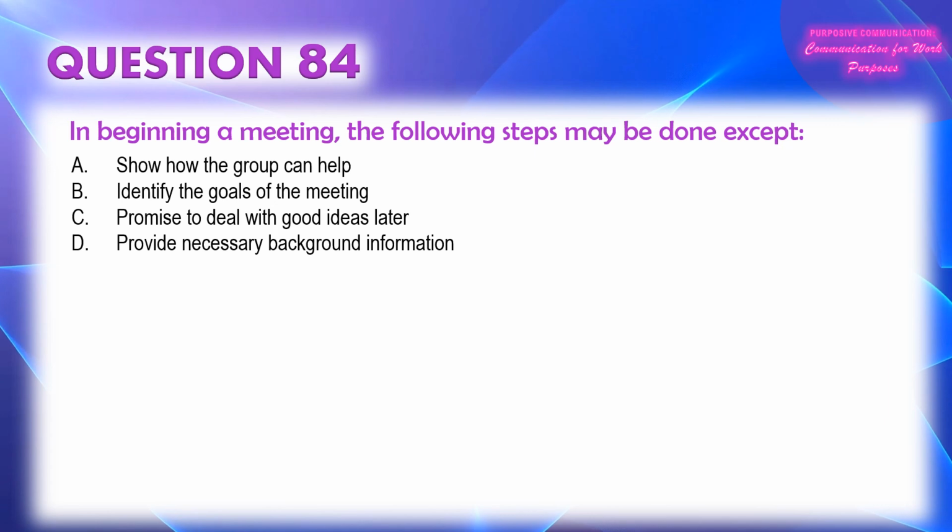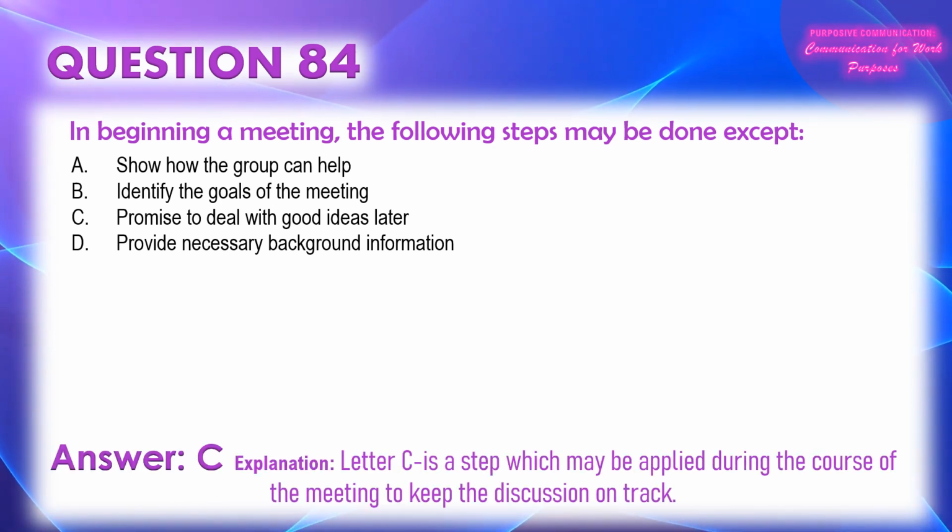Question 84. In beginning a meeting, the following steps may be done except. Answer: C. Promise to deal with good ideas later. Letter C is a step which may be applied during the course of the meeting to keep the discussion on track.